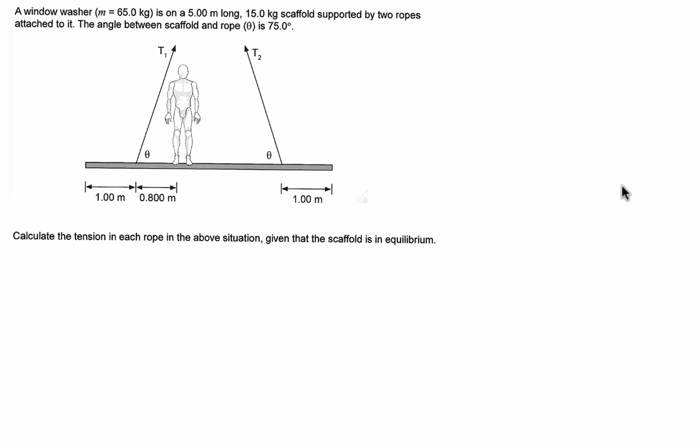So what have we got here? We've got a window washer with a mass of 65 kilos on a 5 meter long, 15 kilogram scaffold supported by 2 ropes attached to it. The angle between the scaffold and the rope is 75 degrees, so this angle here is 75 degrees. Calculate the tension in each rope in the above situation given that the scaffold is in equilibrium.